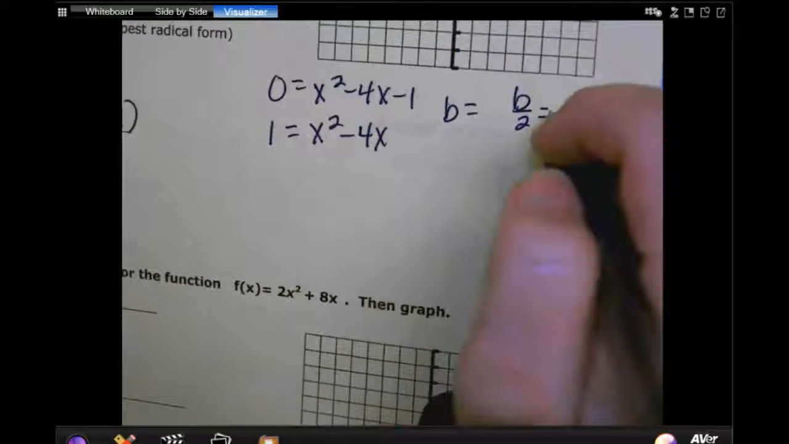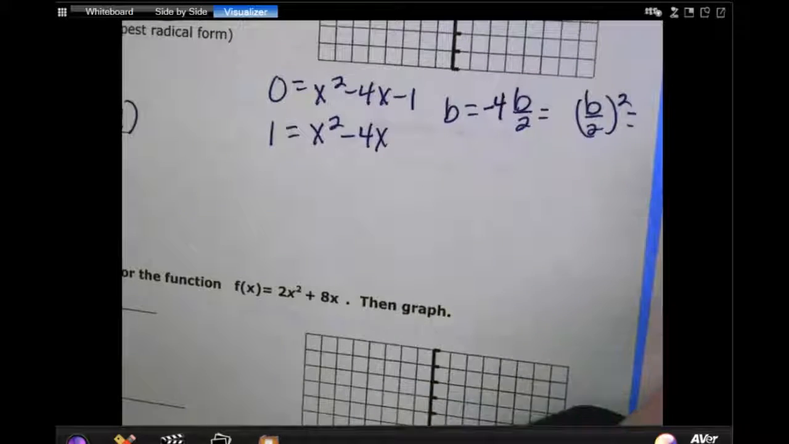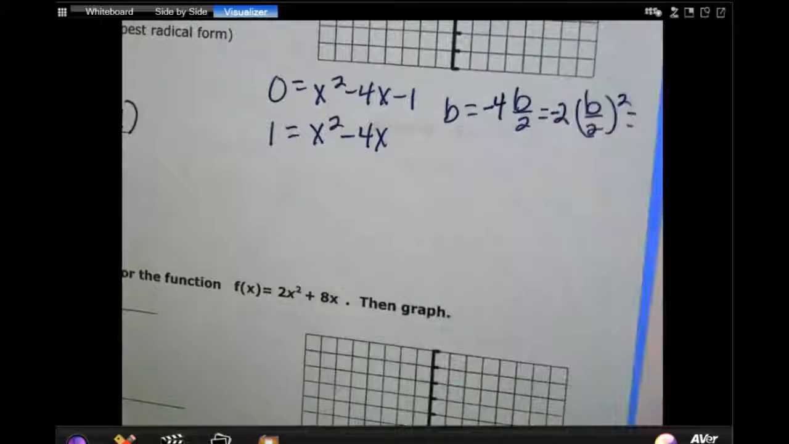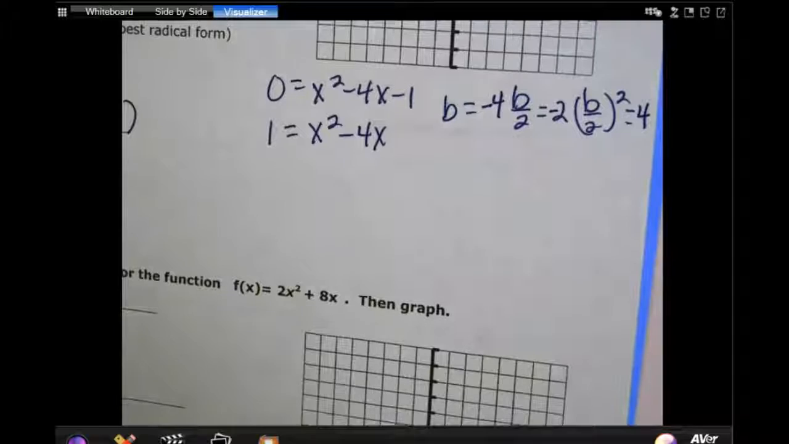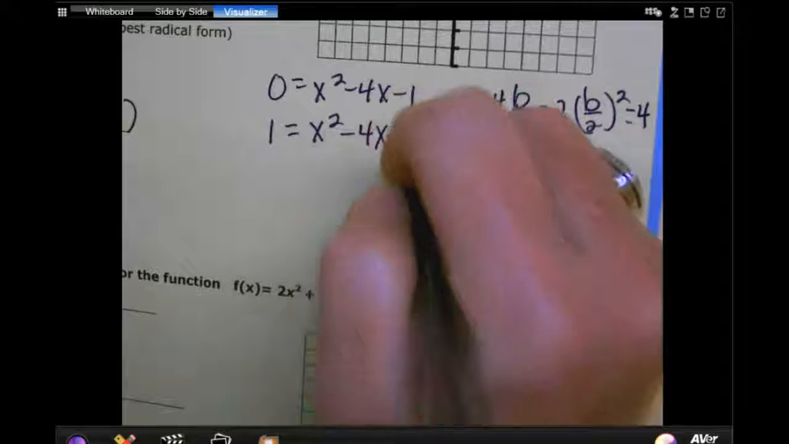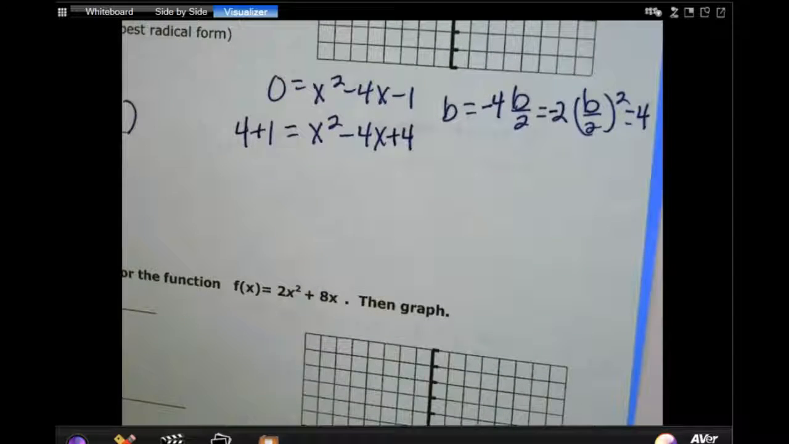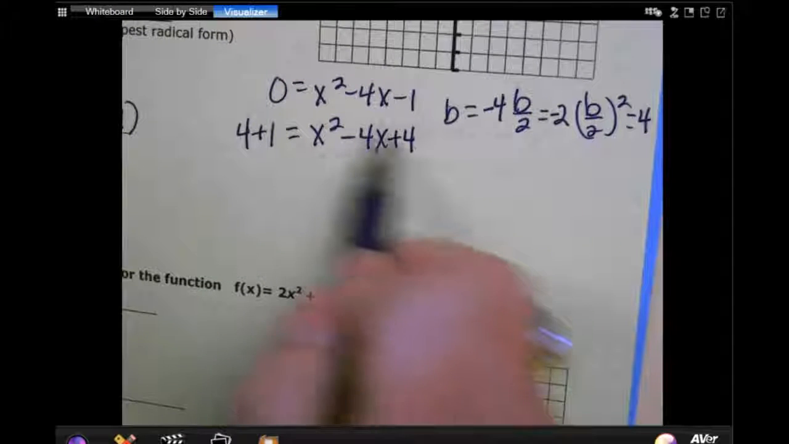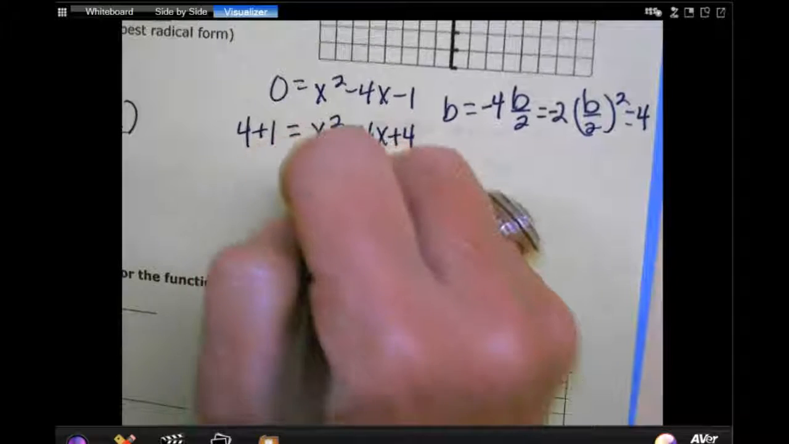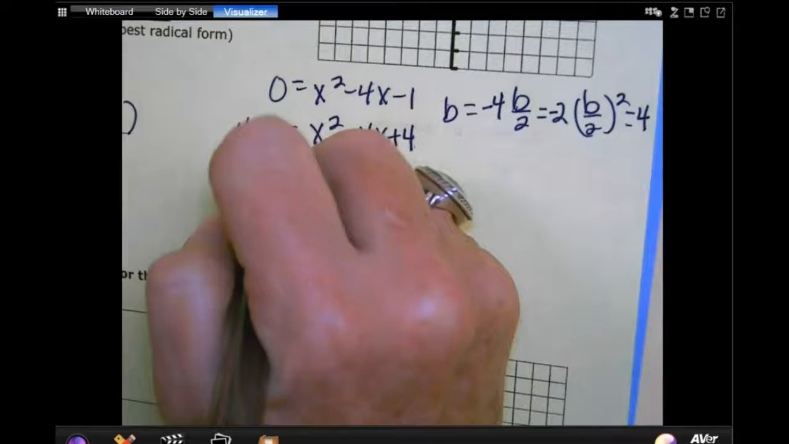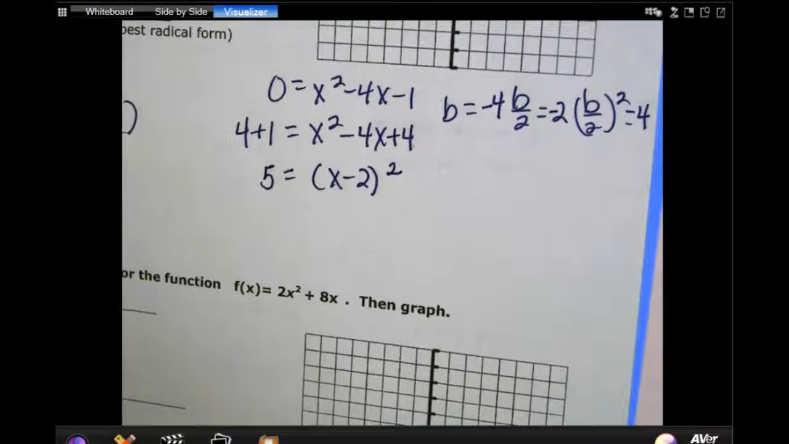So my b this time is negative 4. My b over 2 is negative 2. And my b over 2 squared is positive 4. So I'm going to add 4 to both sides. And the next step is I want to write this as a perfect square, which means I use the middle one. So that's going to be x minus 2 squared, and that equals 5. And the last step is move the 5 to the other side.